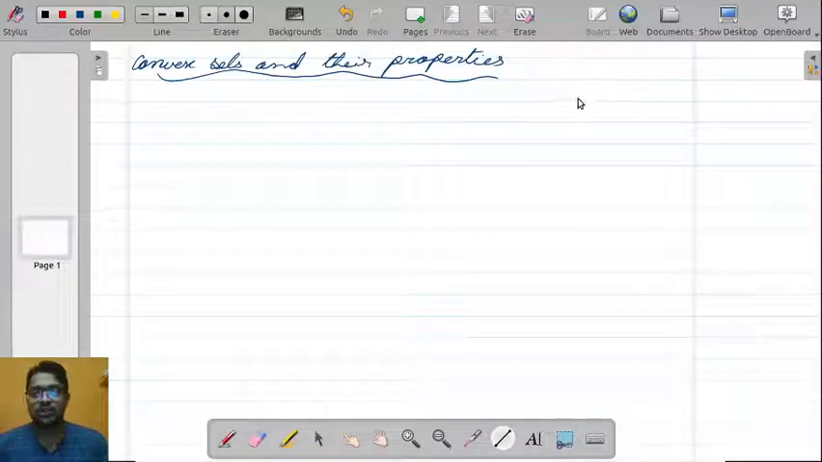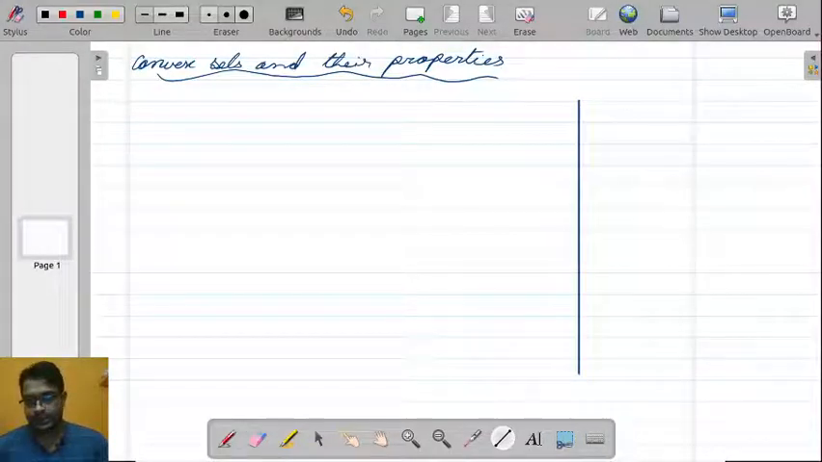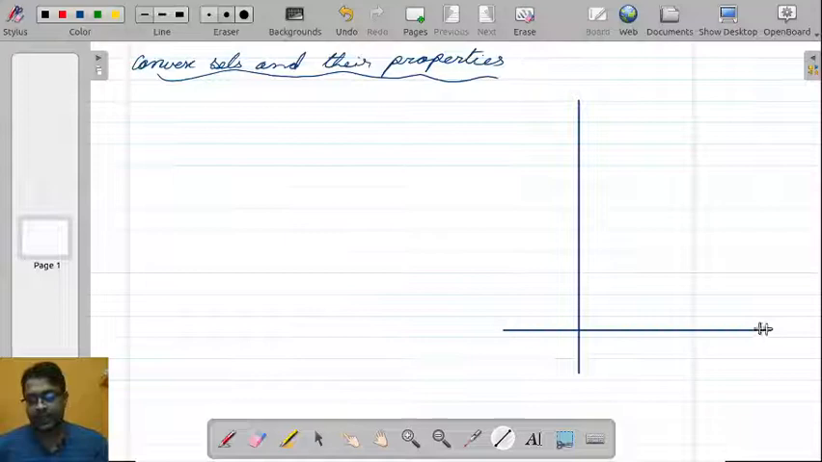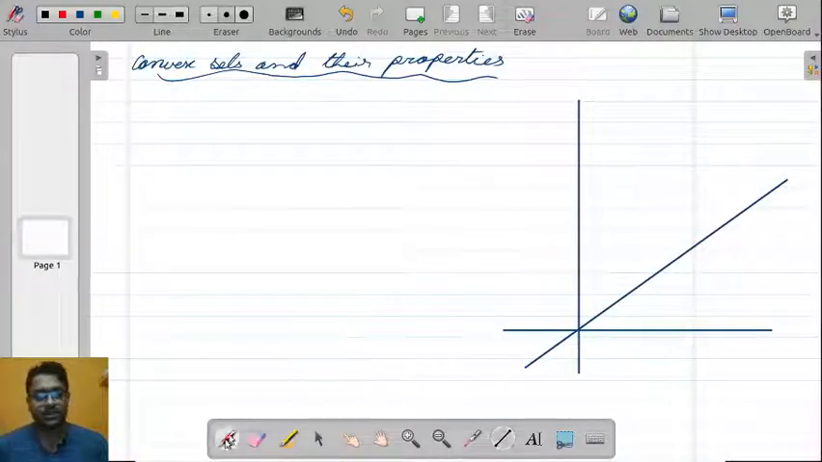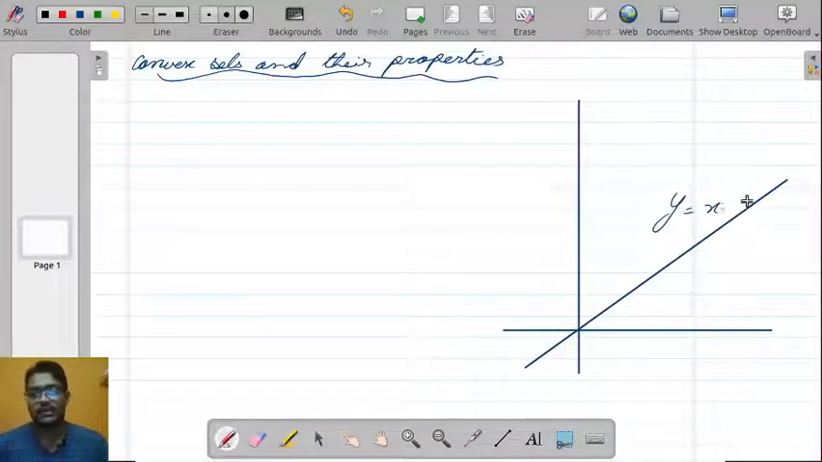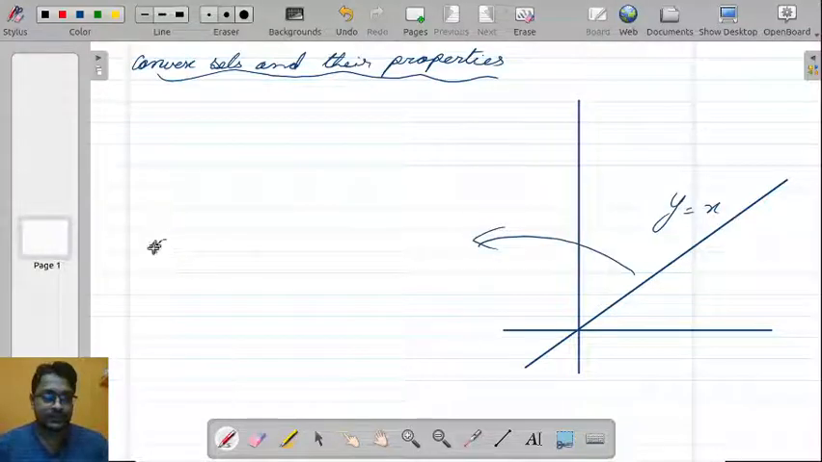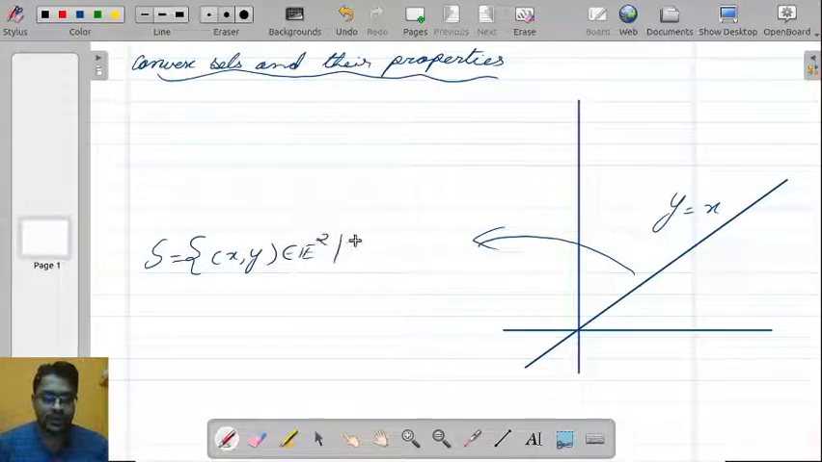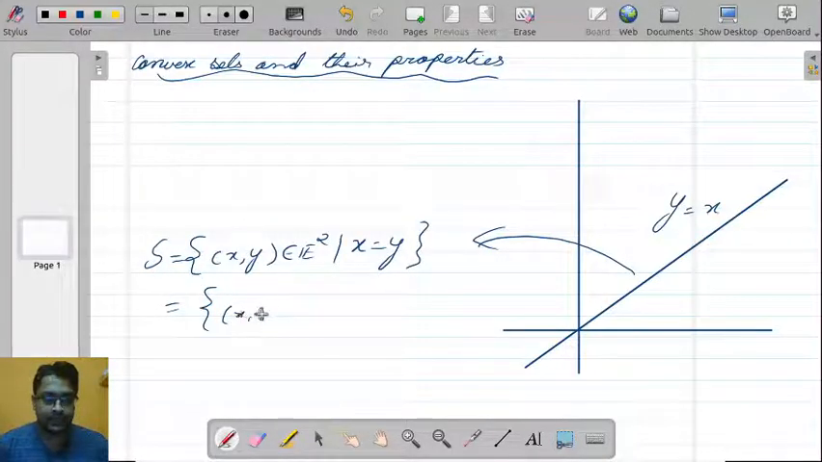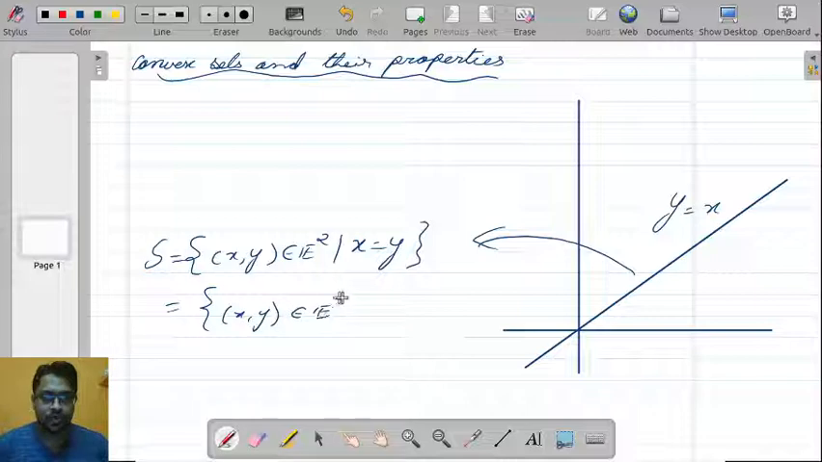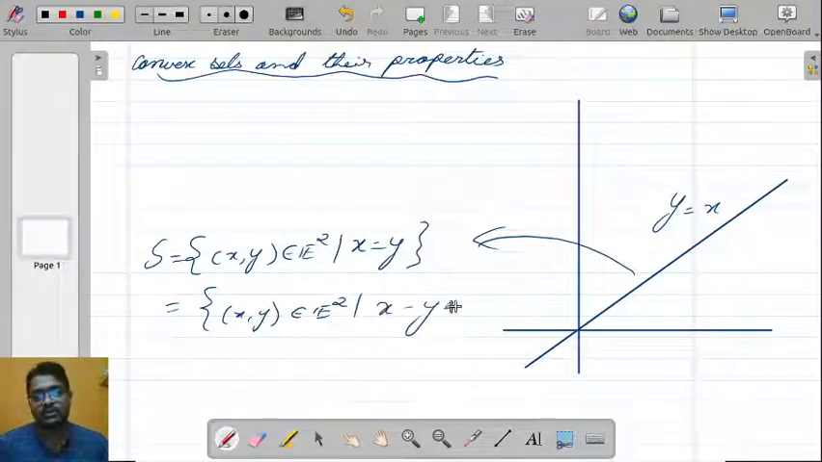Say for example, in the xy plane, if I have a straight line, suppose this is the straight line y equal to x, then can I write this straight line as a set? So you see it's very easy to write this straight line as a set. It is the set of all those (x, y) in E square which satisfy x equal to y, or it is also written like this. It is the set of all those (x, y) in E square which satisfy x minus y is equal to 0.